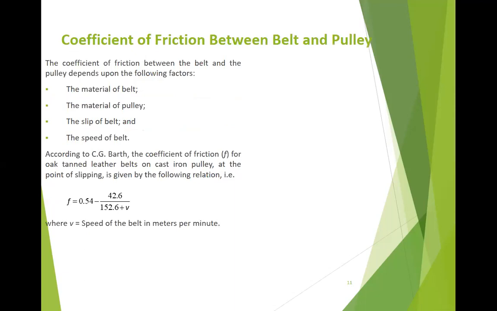Coefficient of friction between belt and pulley. The coefficient of friction between belt and pulley depends upon the following factors: the material of belt, the material of pulley, the slip of the belt, and the speed of the belt. According to C.G. Barth, the coefficient of friction f for oak-tan leather belts on cast iron pulley at the point of slipping is given by the following relation: f = 0.54 - 42.6 / (2.6 + v), where v is the speed of the belt in meters per minute.